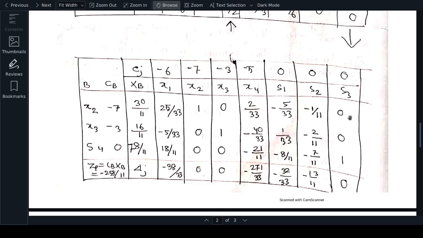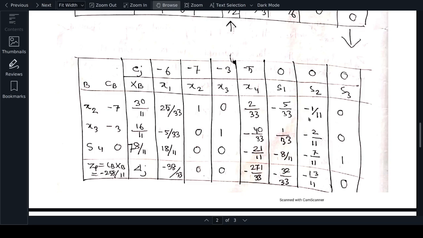Our original problem is minimization, but we converted it into maximization. So min Z equals minus max Z. So max ZP is minus 258 by 11, so minus minus becomes plus 258 by 11. You see, is this clear or not? Yes, sir, it is. Clear. Okay. So in this way we solve this by the dual simplex algorithm.